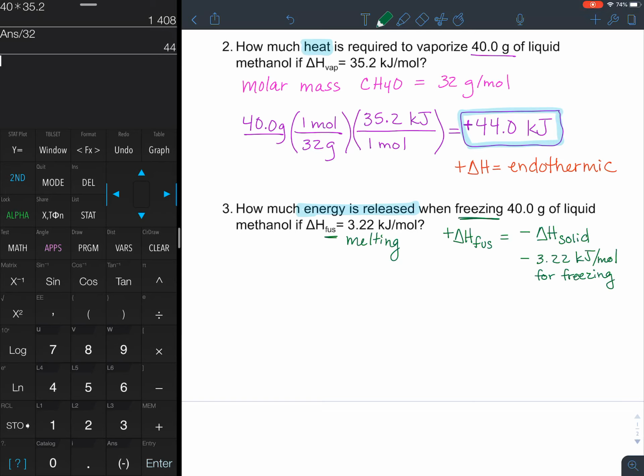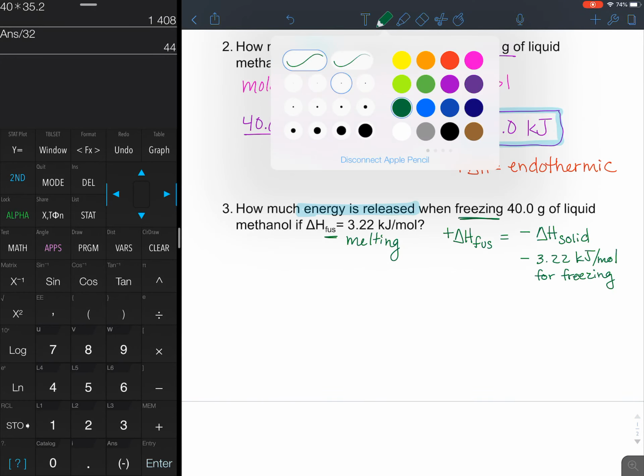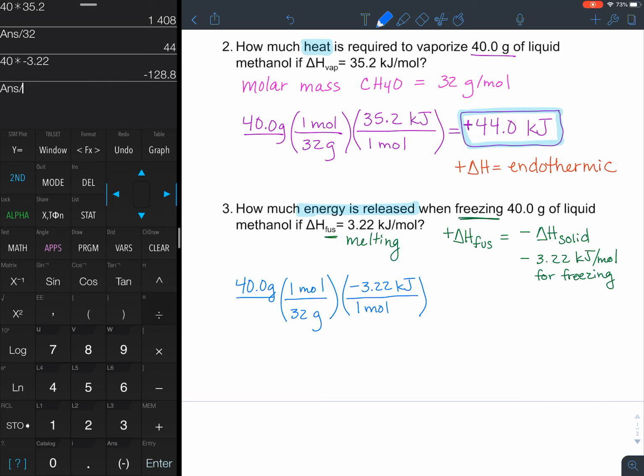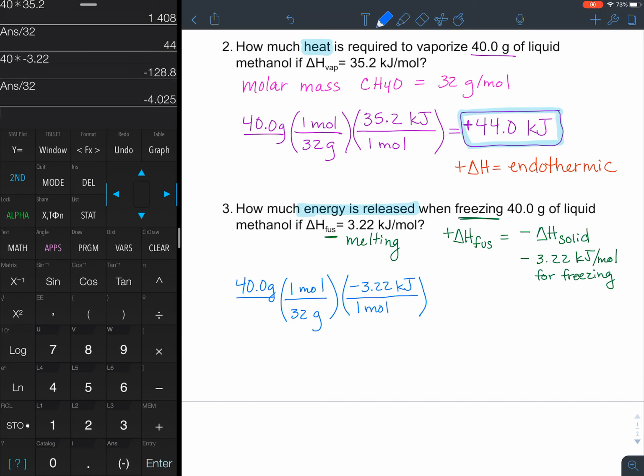From there we can go ahead and do our conversion. We still have the same molar mass that we're using. It's the same substance. So we're going to use our 40 grams. For every 1 mole, we had 32 grams. And then for every 1 mole, we're going to have a negative 3.22 kilojoules. Let's go ahead and plug that in. So 40 times a negative 3.22 divided by 32. That gives us negative 4.025. We have 3 sig figs still, so negative 4.03 kilojoules.